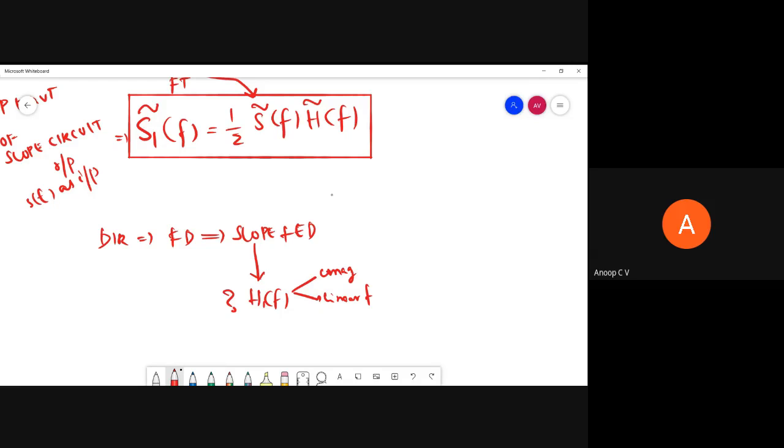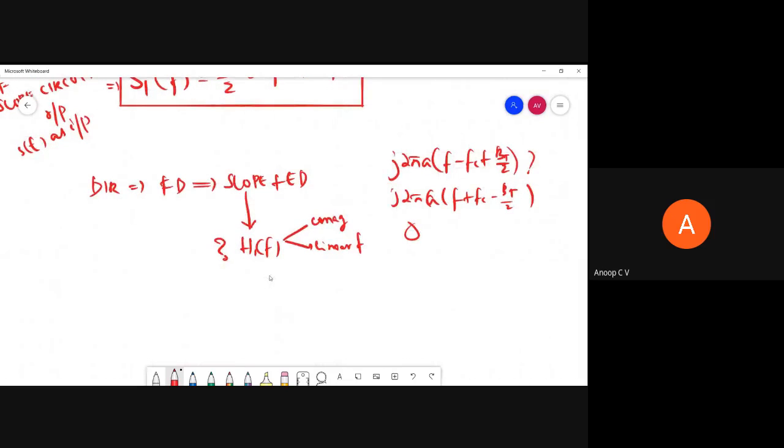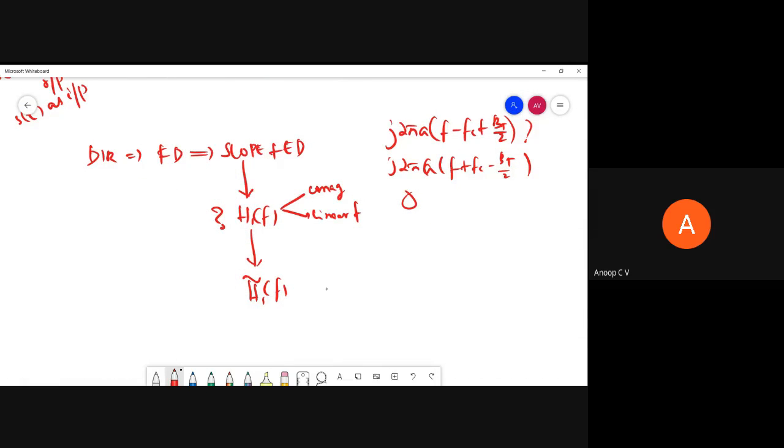So we found this to be equal to j 2 pi a times f minus fc plus BT by 2, right? For one range, and j 2 pi a times f plus fc minus BT by 2 for negative frequencies, right? And 0 elsewhere. We found this, right? So you know how these came, right? Then after that, we are going to find the low pass equivalent of this H1 tilde of f, right? Then we will take our s of t and find its low pass equivalent s tilde of t, right?